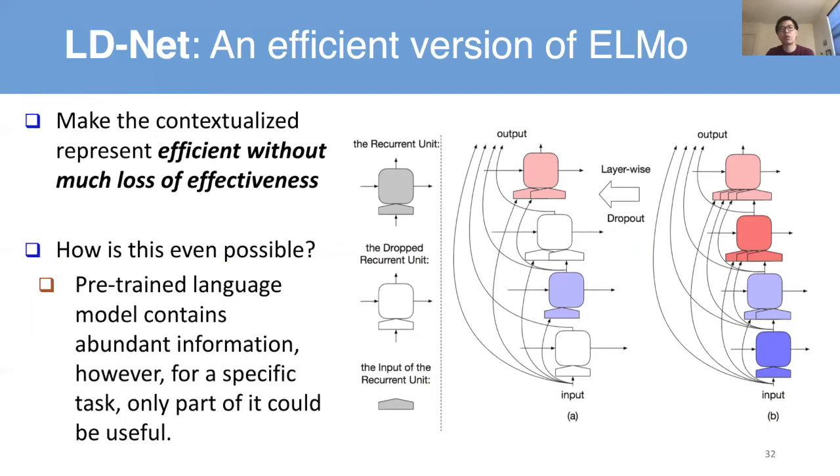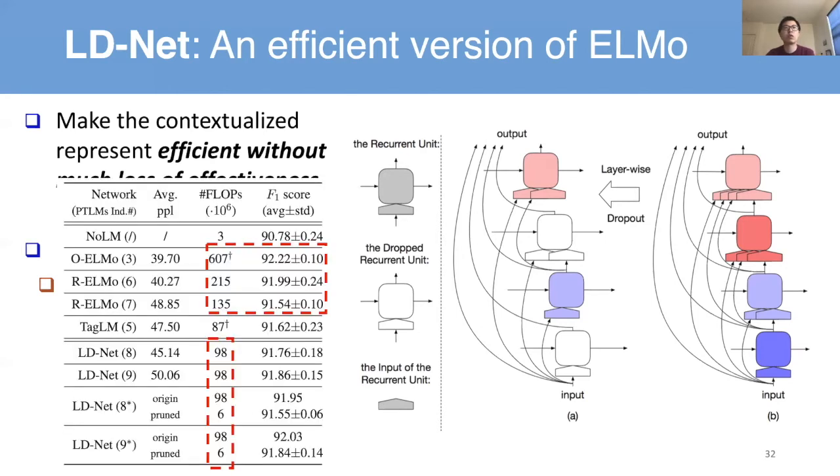ELMo can improve the performance of NER, but it will be relatively slow in the inference stage if you want to use a large neural language model. So in this LD-Net, we propose to do some pruning of the language model. Instead of using a wide and shallow neural network, we designed a layer-wise dropout idea and a dense connection to make sure the model is prepared for the pruning. After the pruning, we have a fairly small model tailored to the end task. So eventually the inference can be very efficient.